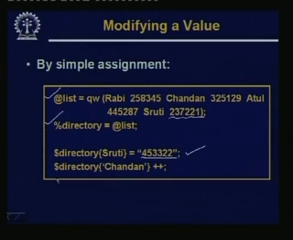The second example shows that we can use the plus plus operator, for example, or even use it in a normal arithmetic expression to update the values. For example, dollar directory Chandan will mean whatever was the telephone number of Chandan, this will get incremented by 1. So, the number will become 325130. Okay. So, this is how you can modify the value part of the hash key and value pair in an associative array. But in all these cases, you are accessing the elements by specifying the value of the hash key, and in return you are able to access the corresponding value of the data.